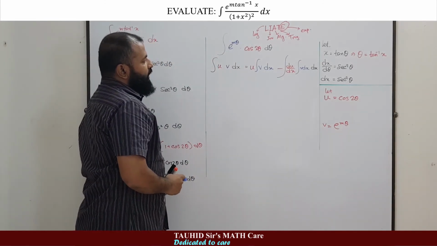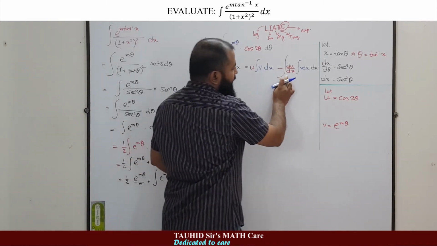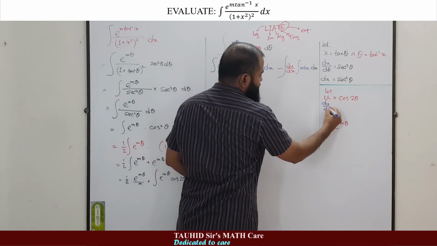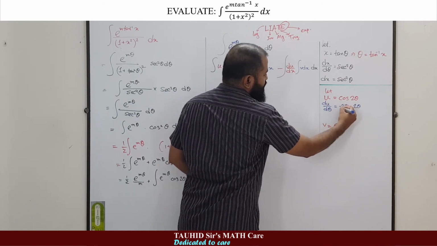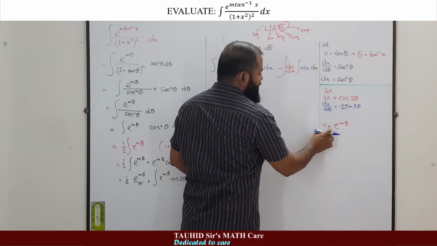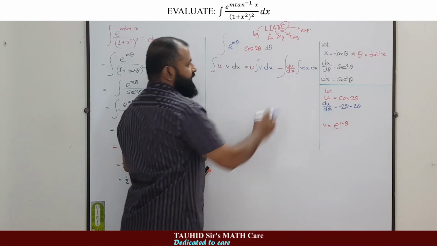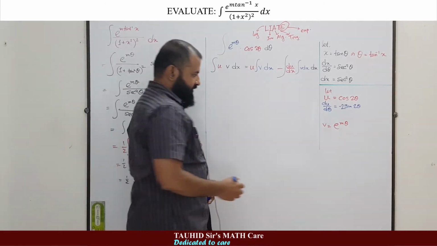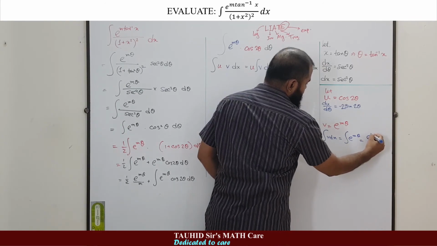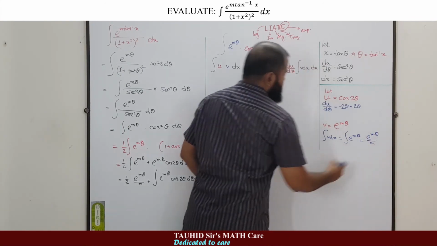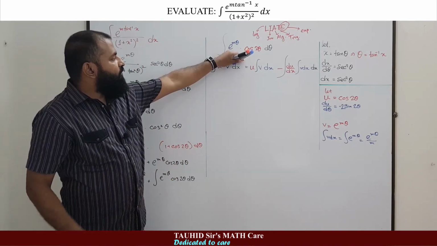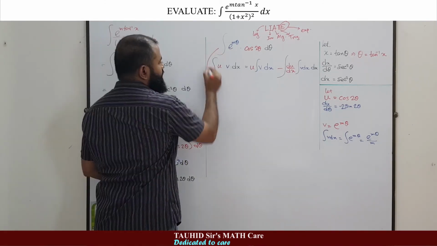What should we do about u? We need to have du dx. That means du d theta equals minus sine 2 theta into 2. That means minus 2 sine 2 theta. And what about v? v equals e to the power m theta. And we need integration of v dx. That means integration of e to the power m theta, that means e to the power m theta divided by m. Now we will use this value to find the value of this integral.